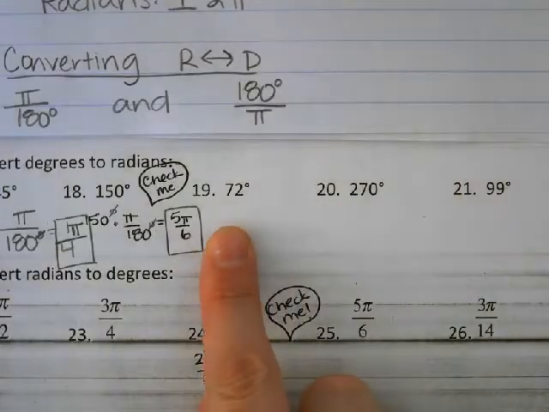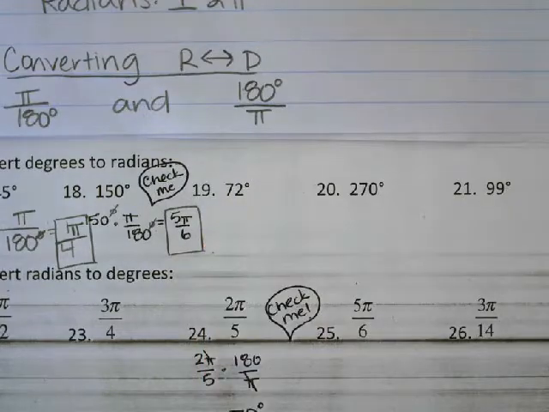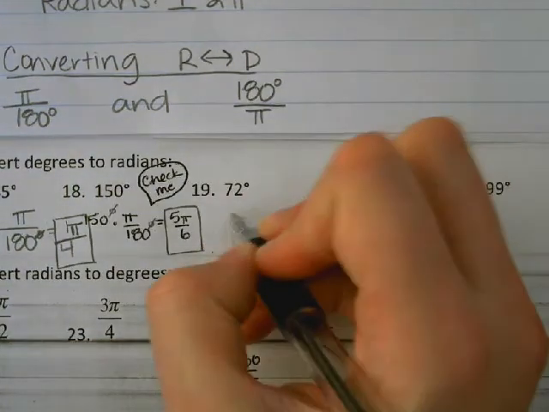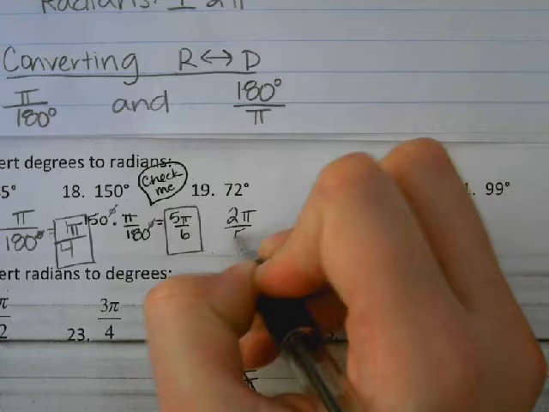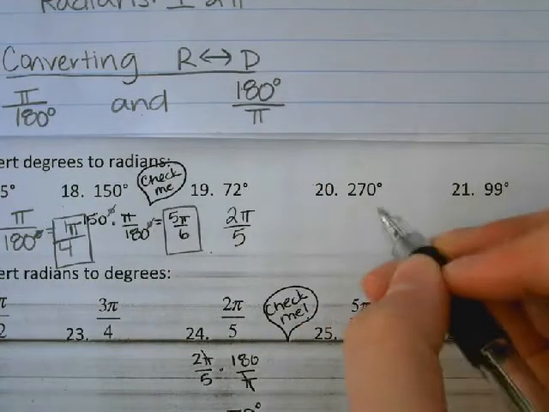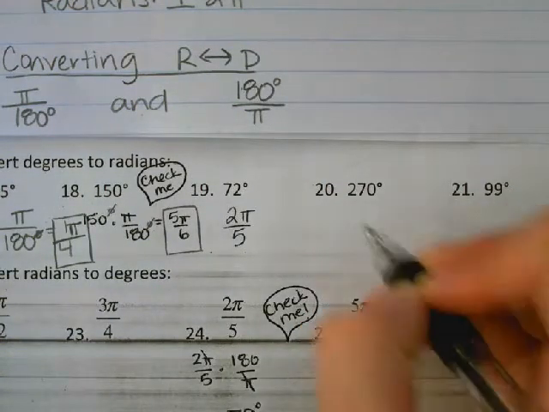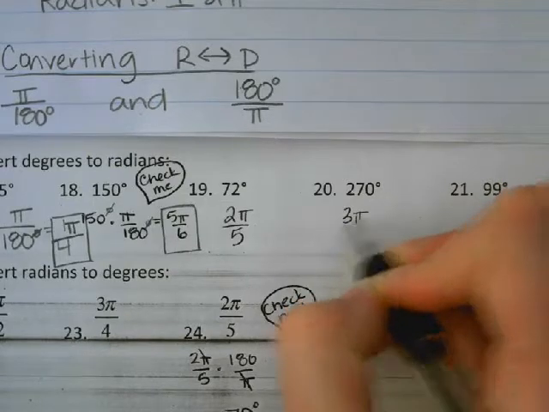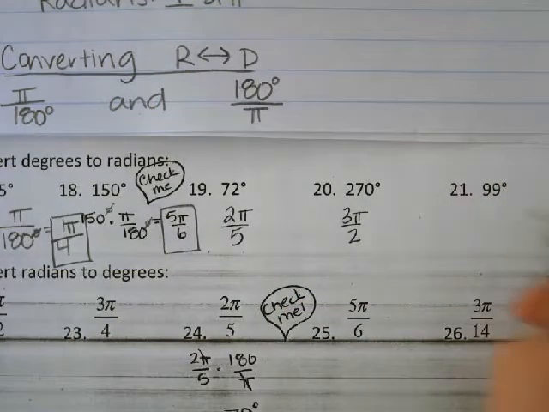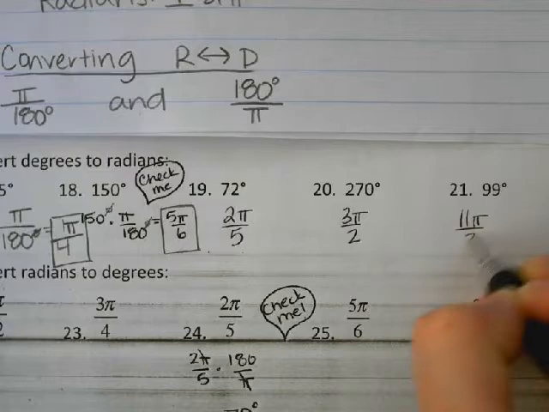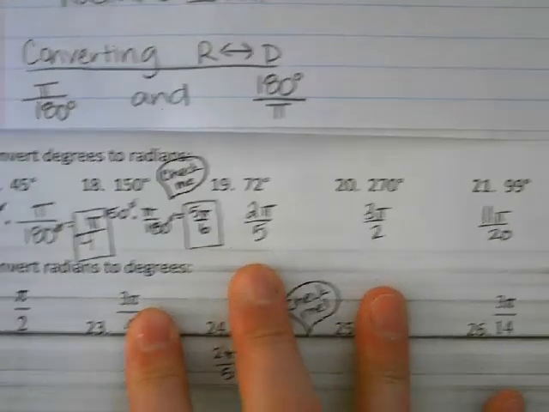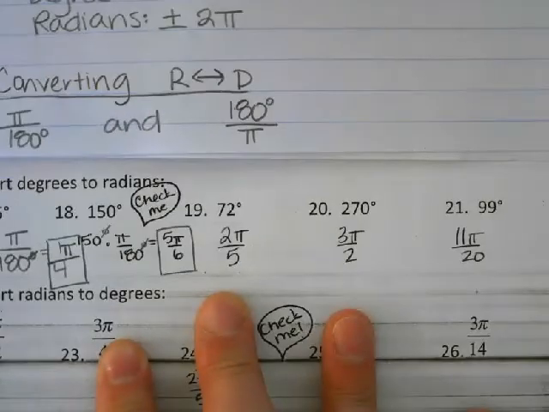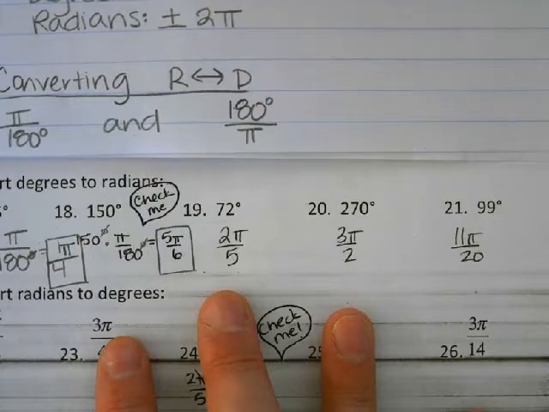What did we get for 72? 2 pi over 5. Deja, did you get 20? Yes. What did you get? 3 pi over 2. And then 11 pi over 20. All right. You can write it as you go.